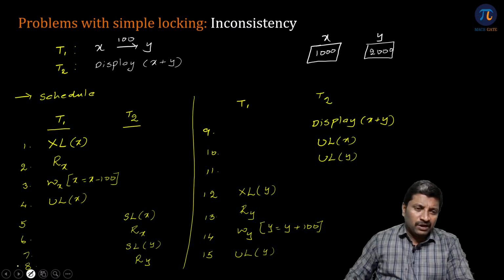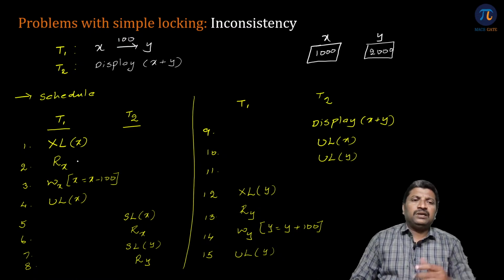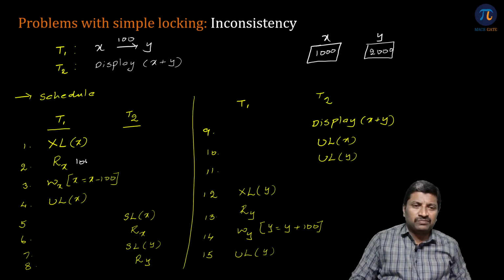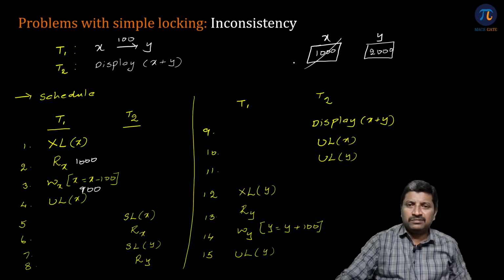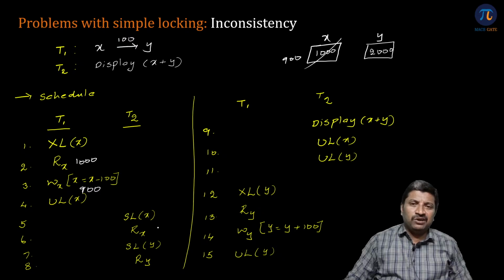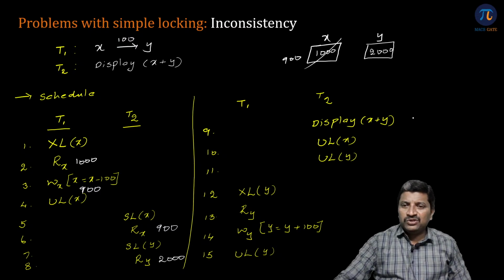Clear, sir? Now look at this. He read the value. How much did he read there? 1000 rupees. Then he wrote minus 100. So it will be 900. Then he got shared lock. What is the value of this one X, sir? 900. And what is the value of Y, sir? 2000. And you displayed 2900.